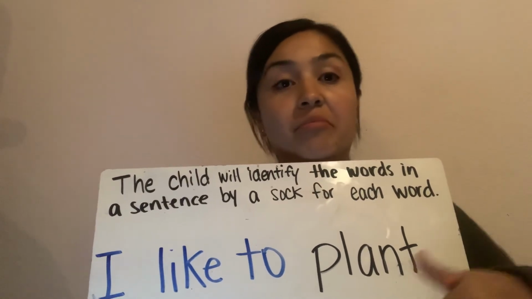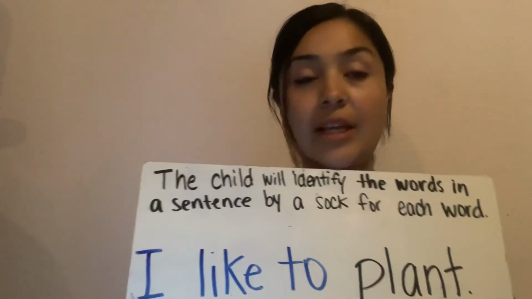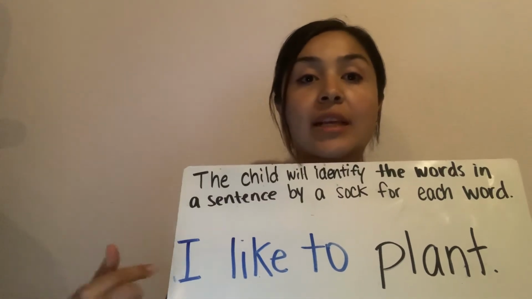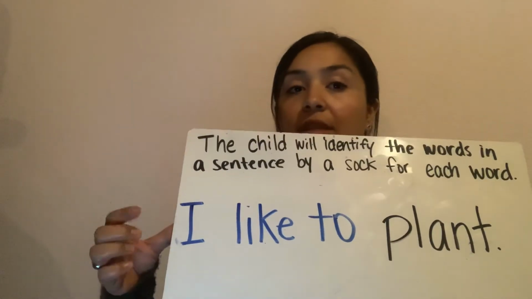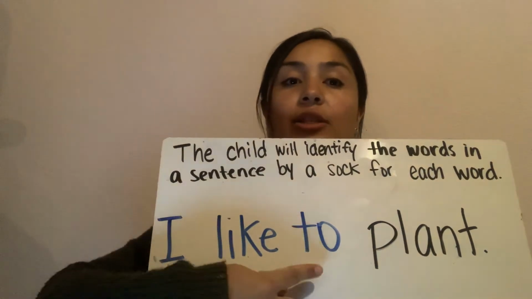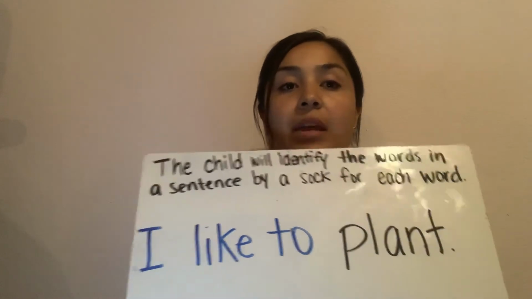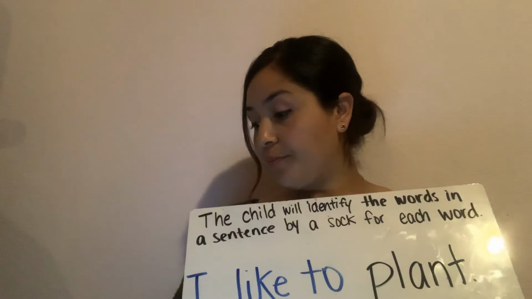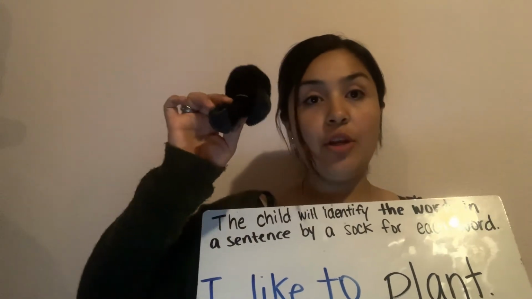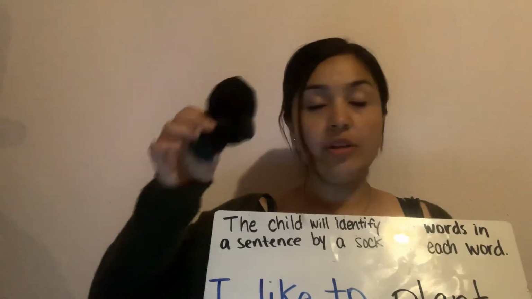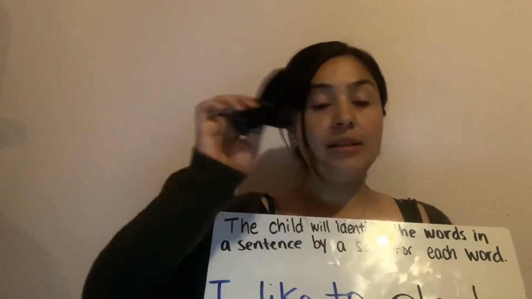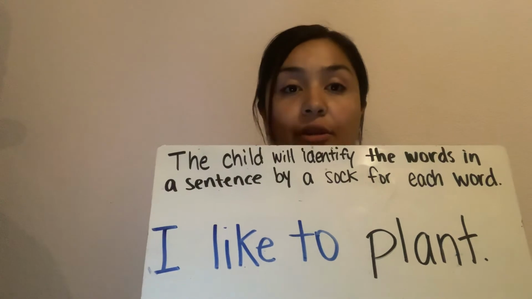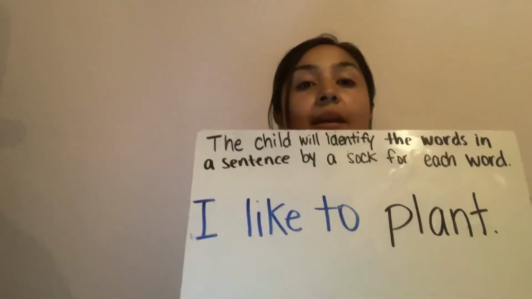I like to swim. I don't know what your sentence is, but go ahead and write your sentence on a piece of paper, okay, using the sight words I like to, and then whatever you like to do. So since mine is plant, I would do, you're gonna use your socks or whatever you have and toss them in the basket, and then find out how many words are in your sentence. So if I do mine, I'm gonna go ahead and show you.